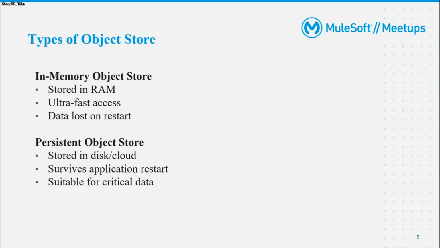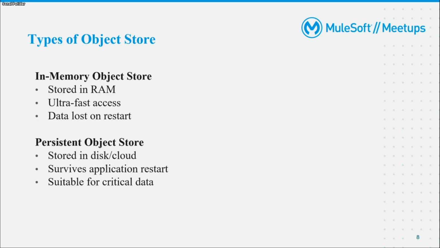So there are two types of object store: in-memory object store and persistent object store. In memory, which is very fast, but data is lost on restart. And the persistent object store, which survives restart and is used for critical data.